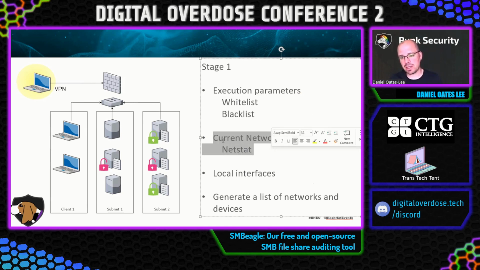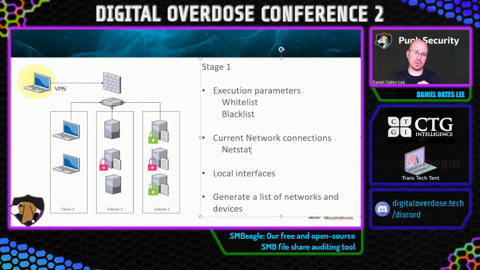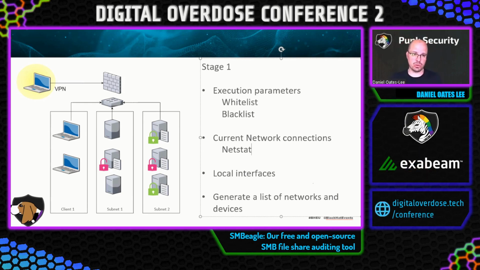SMBeagle will then also have a look at your current network stacks, so your network connection, so where your email servers are, what domain controller you're authenticated to, are you connected to any application servers that you're using, and it will grab those IP addresses. It will look at your local interfaces as well, so it will scan any networks that you're locally connected to. And then it will correlate a long list of all of these subnets and all of these networks that it wants to use.